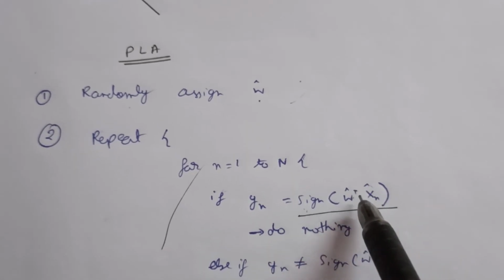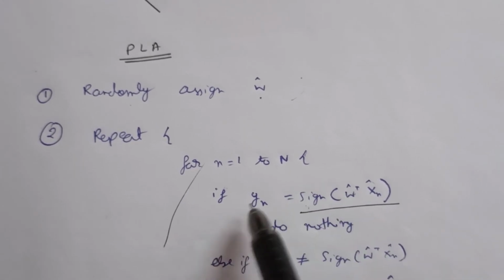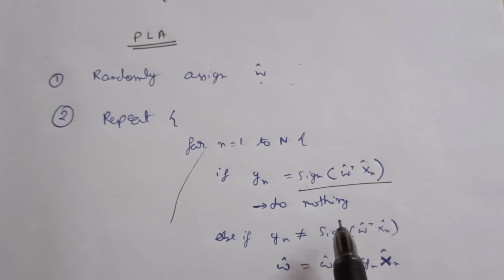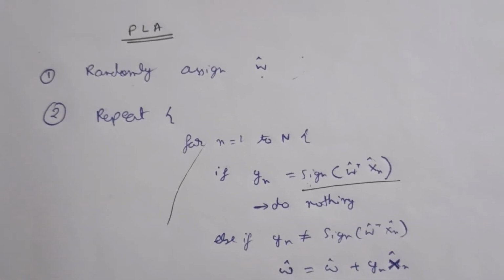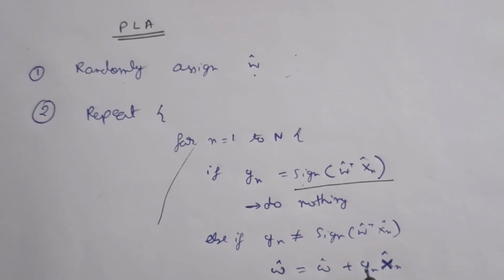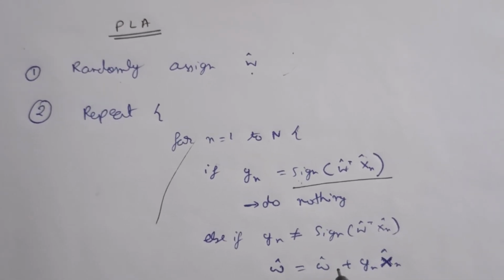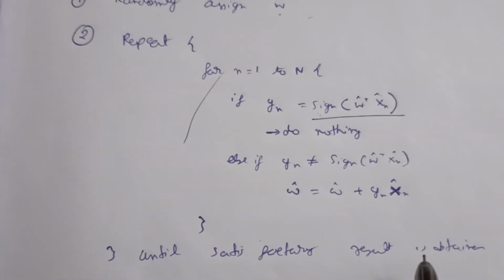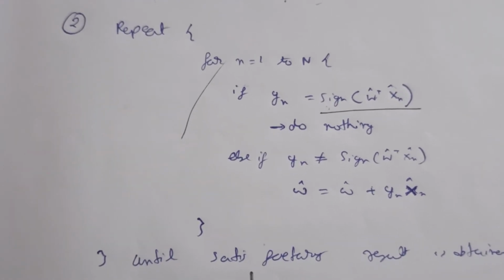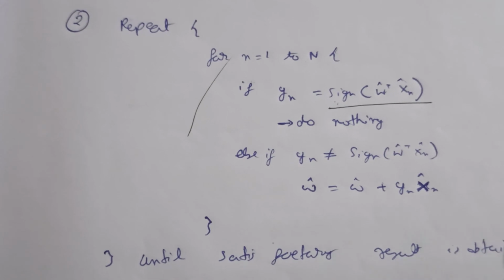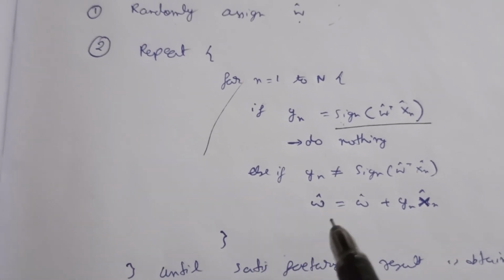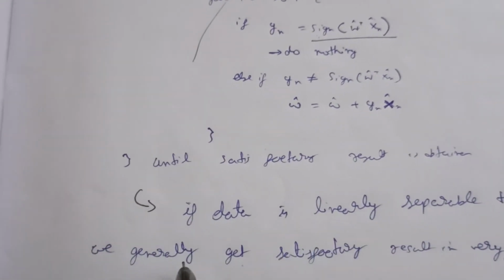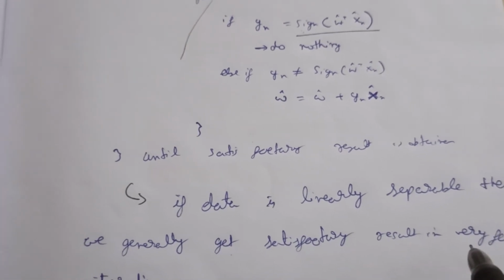If this value is exactly equal to the actual value yn, if these two match, then we do nothing. But if there is a mismatch, if the classification is done wrongly, then we need to modify our weight vector. We add yn xn to w, so the weight vector becomes w plus yn xn. We repeat this until we get a satisfactory result, that is, whatever your company asks, suppose 2% error is allowed or 5% error is allowed, that depends on you. Every time you run this, it will converge soon, because if the data is linearly separable, then after very few iterations we get a satisfactory result.